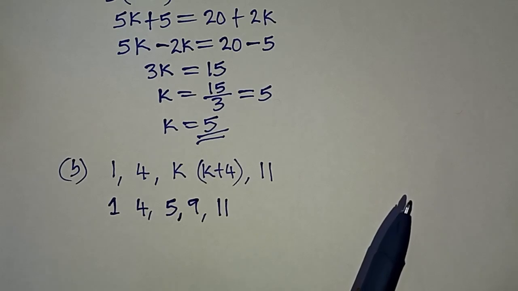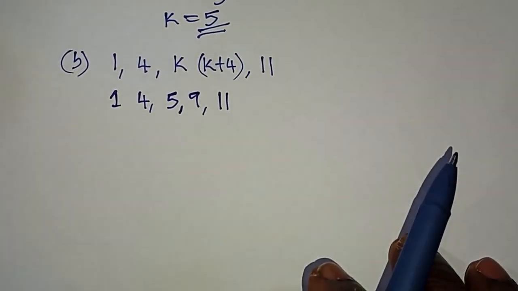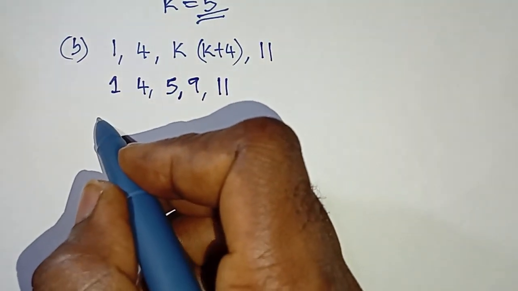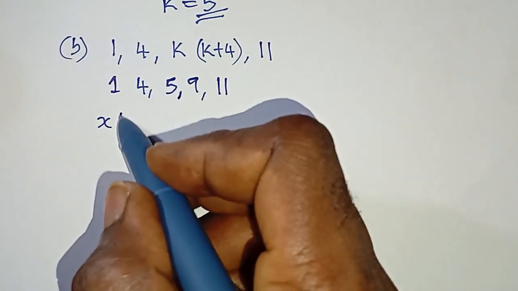Now for us to find the standard deviation, let's express these numbers in tabular form. So I'm going to call it x now. Call the numbers x, and then I'll rule a line.